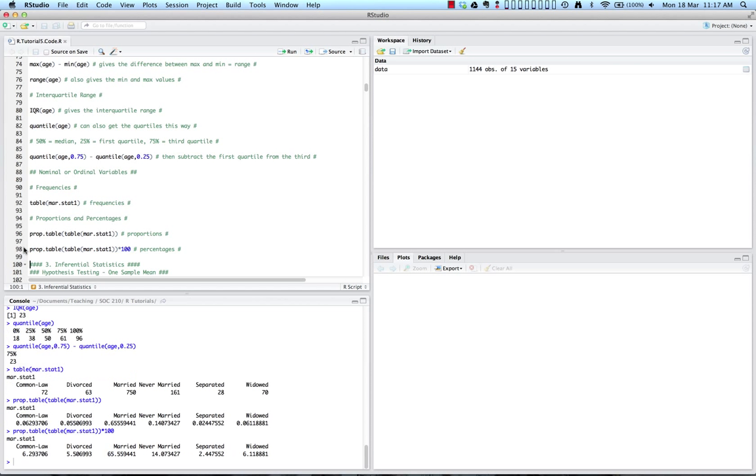So if we do that, we can now see that about 6.29% of cases were common law, 5.51% were divorced, the majority were married at 65.56%, 14.07% were never married, 2.45% were separated, and 6.12% were widowed. So this is an example of how we can look at some different frequencies and proportions for marital status in this case. Overall, when using descriptive statistics, we want to think about these different measures of central tendency and dispersion as well.